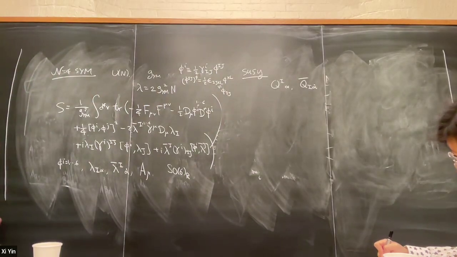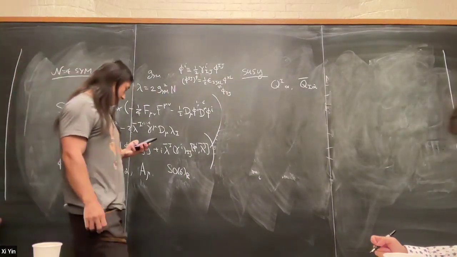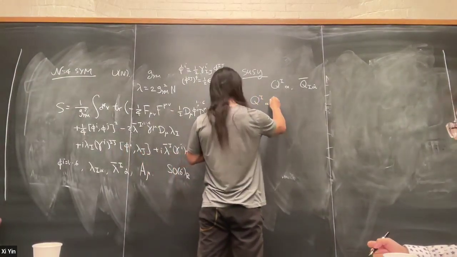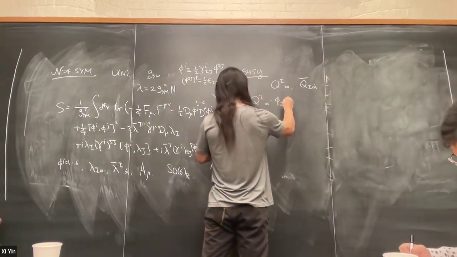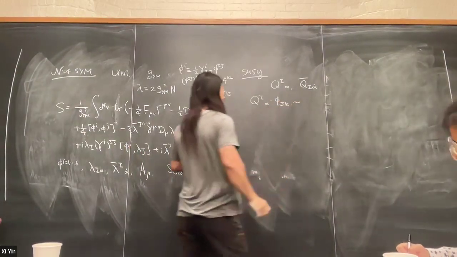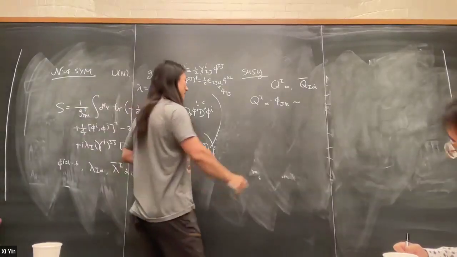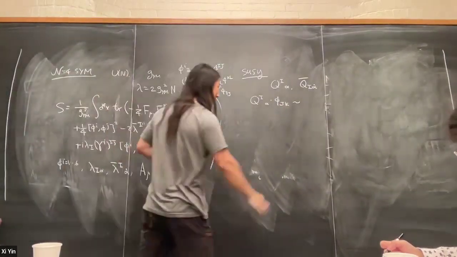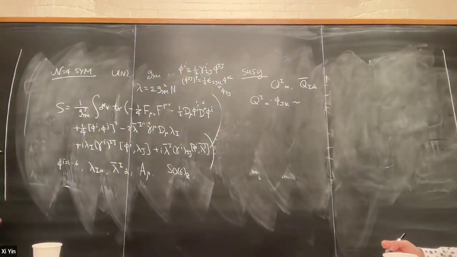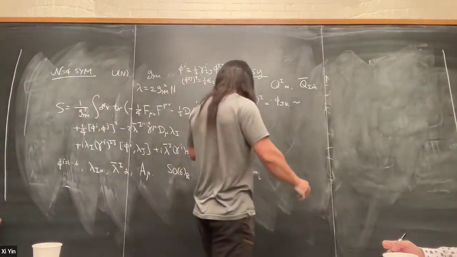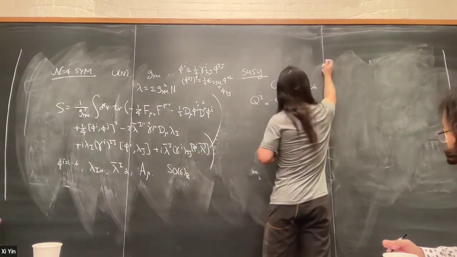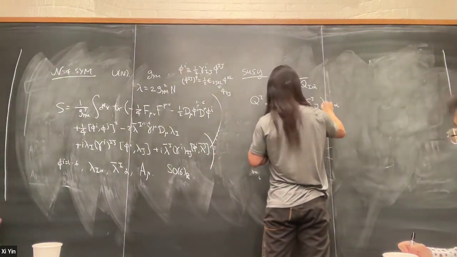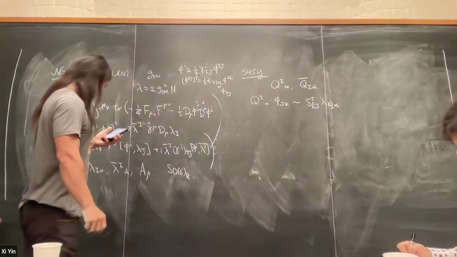All right, so you have the supercharges, and how they act on the fields. Q^I_alpha acting on phi^JK. I will not worry about the factor of 2 here. In fact, you don't need to think too hard about factors of 2 and signs, because later the closure of the algebra will fix everything. So Q acting on phi^JK gives delta^I[J lambda^K]_alpha, antisymmetrized. That's this on the left-hand side.